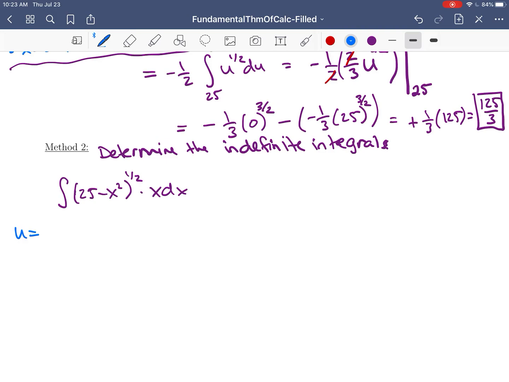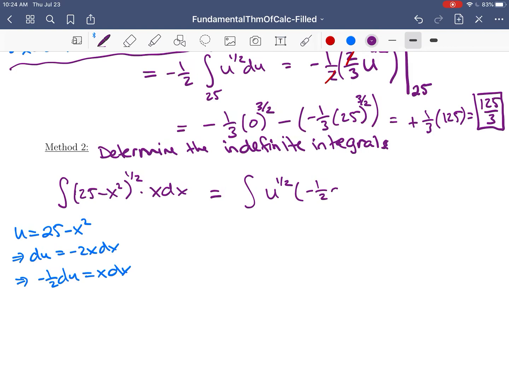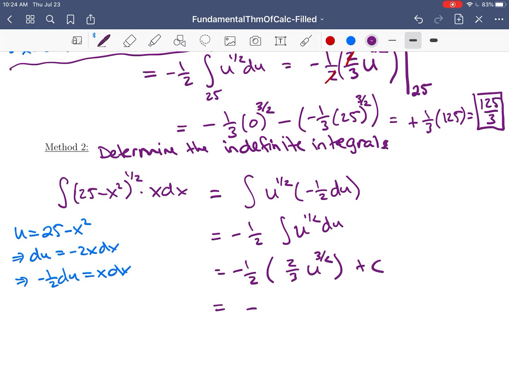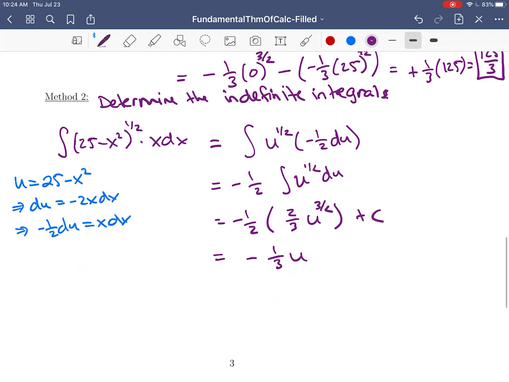So I'm going to use the same substitution, which has the same du. Again I'm going to solve for x dx. So negative 1/2 du is x dx. Then this becomes u to the 1/2 times negative 1/2 du. I can pull out the negative 1/2, and it's u to the 1/2 du. So it's going to be negative 1/2, and then u to the 3/2 times 2/3 plus c. So we get negative 1/3 u to the 3/2. Now I'm going to replace what u is. So this is negative 1/3 times 25 minus x squared to the 3/2 plus c.